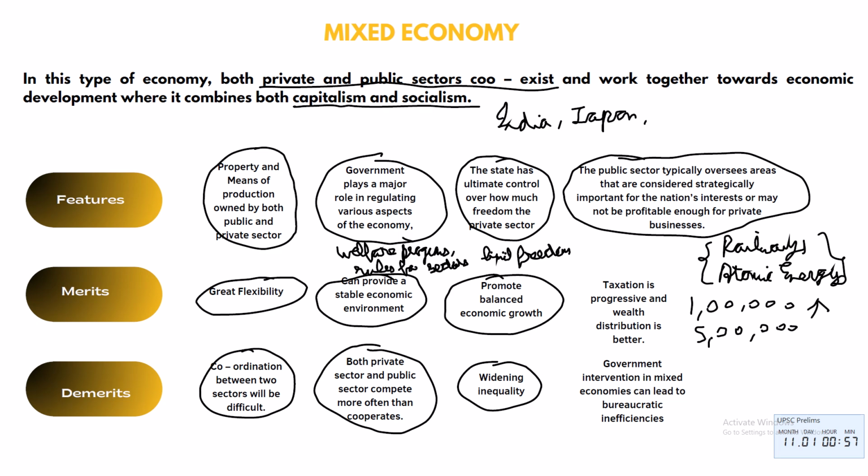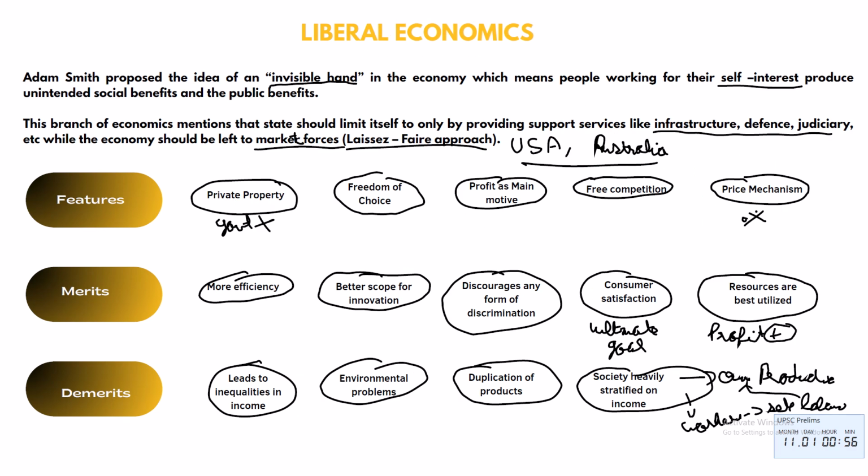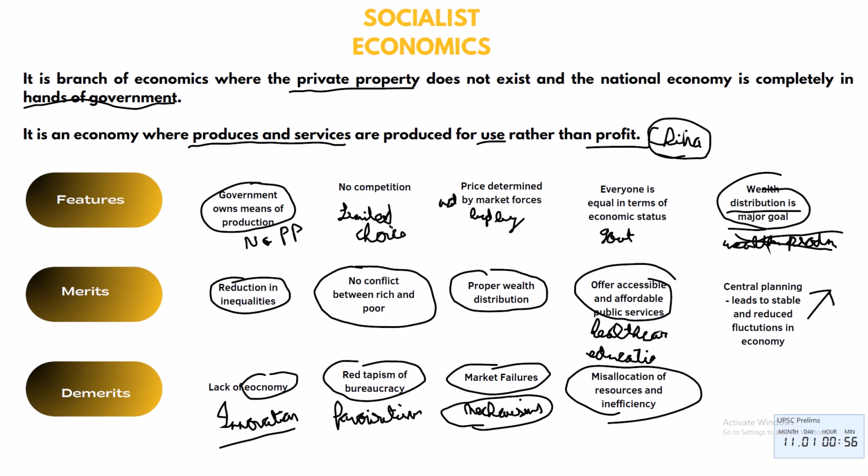Widening inequality, because ownership of resources, laws of inheritance, and private properties are allowed, and thus the inequalities are large and might widen. Government intervention in mixed economies can lead to bureaucratic inefficiency, as the government agencies might become complex and highly bureaucratic in their operations, which might tamper the efficiencies. So, with this, we looked into different sectors, different approaches to study economics. So, let's move into the next topic.